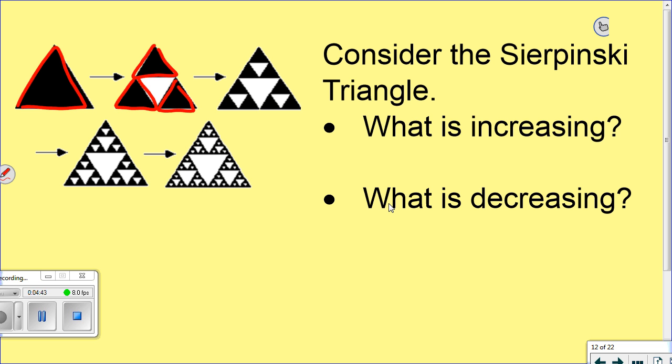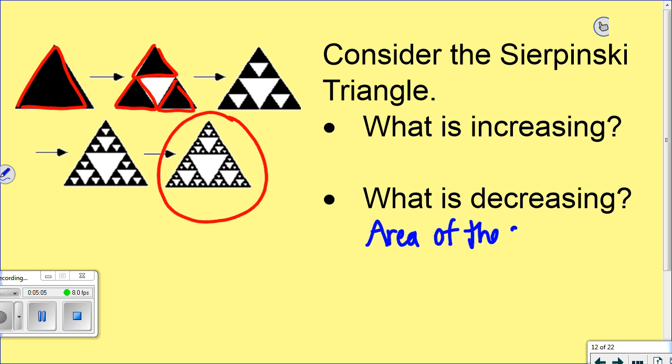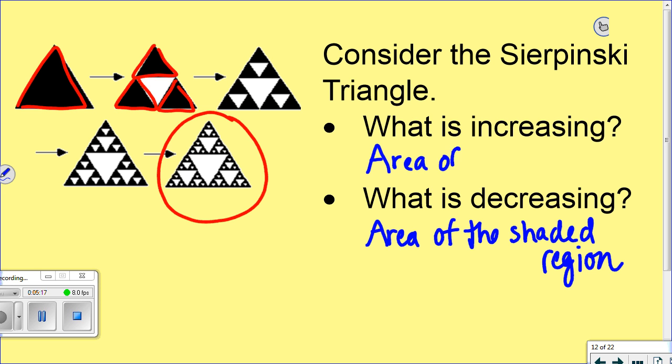So it looks like, as you can tell, more unshaded space and less shaded space. Right? So we have the area, what's decreasing. Start with this one. What's decreasing? The area of the shaded region. Well, if the area of the shaded region is decreasing, that means the area of the unshaded region is increasing, as we follow that recursion rule.